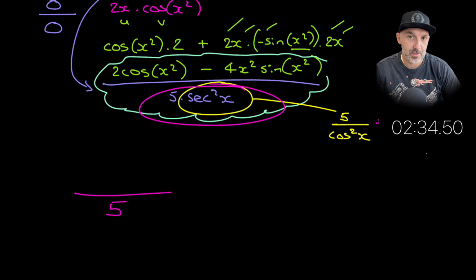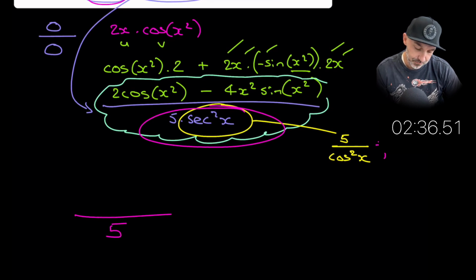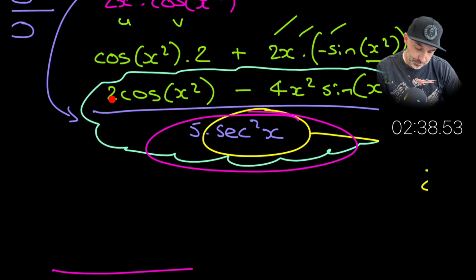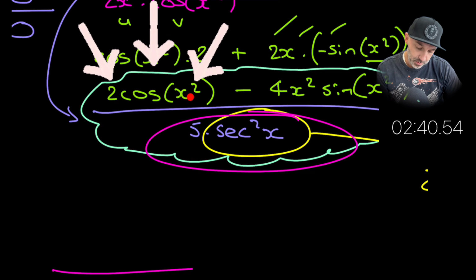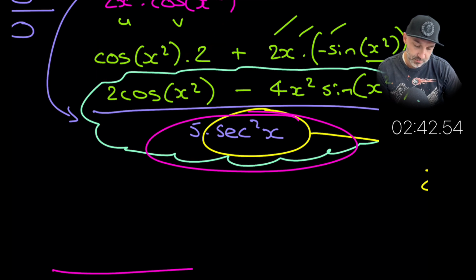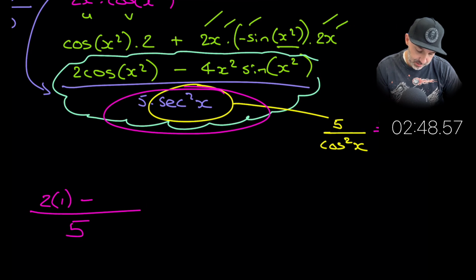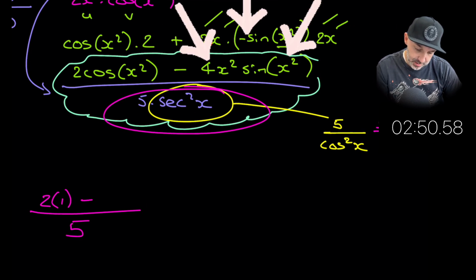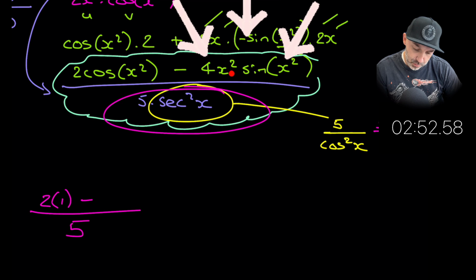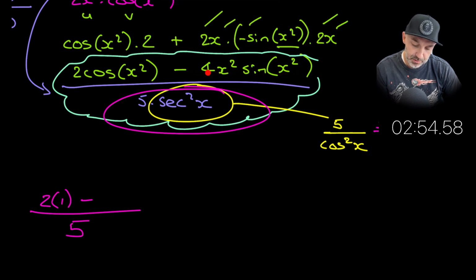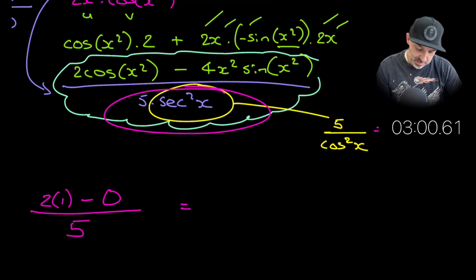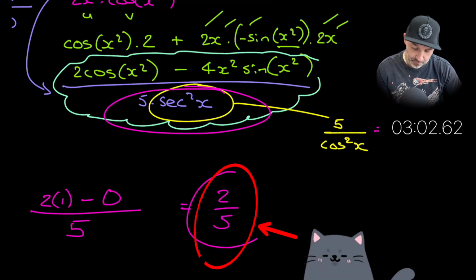Now, let's go ahead and substitute 0 into the numerator. So I'll switch over to the laser pointer here. So we've got 2 times cos of 0. Now, cos of 0 is 1. So therefore, we have 2 times 1, subtract, let's go back here, 4 times 0. Okay, so this whole expression is going to be 0, because it doesn't matter what this is. It's all 0 because of this x. So therefore, it's just 0. There's our result, 2 over 5.